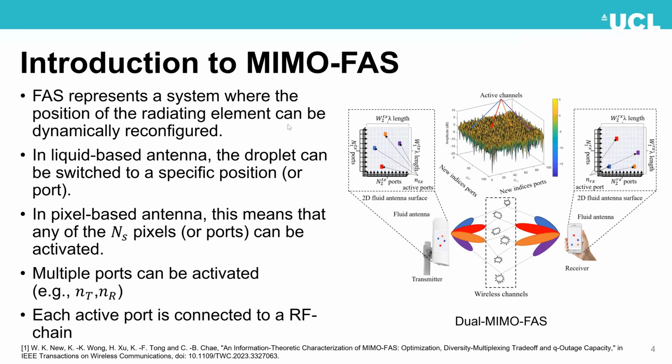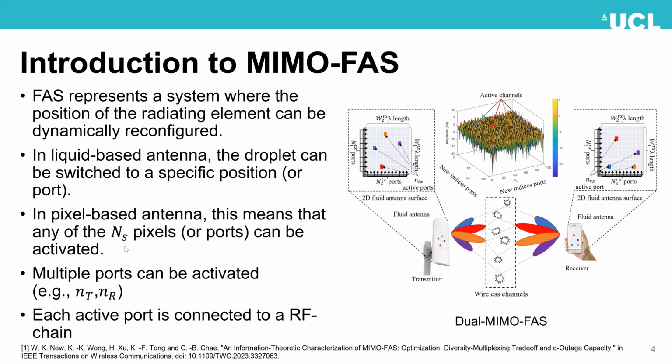Okay, so let me introduce you to MIMO-FAS. Firstly, what is FAS? FAS may represent a system where the position of the radiating elements can be dynamically reconfigured. For example, in liquid-based antenna, the droplet of metal liquid can be switched to a specific position, or we call it port. And in pixel-based antenna, this means that any of the N pixels or the ports can be activated. All right. So what is MIMO-FAS?